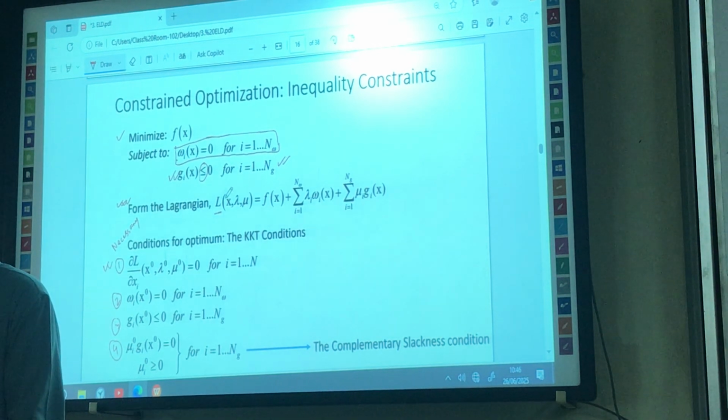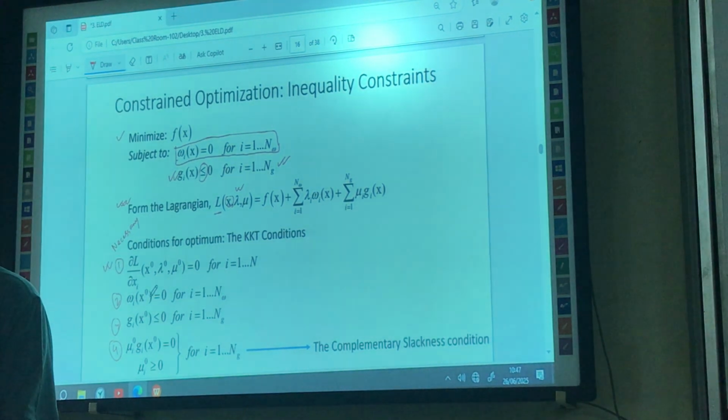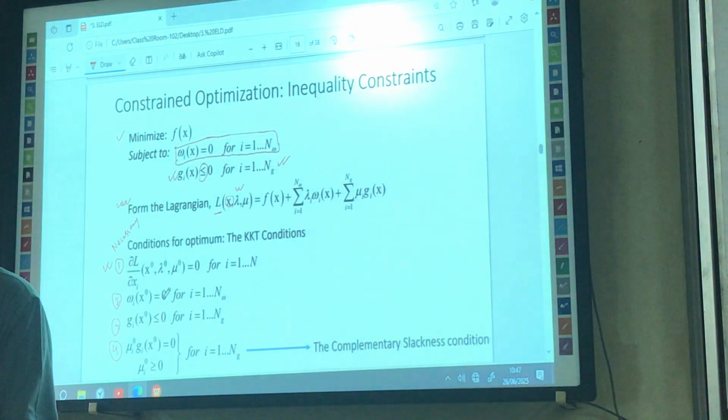says that we have to do the partial derivative of this Lagrangian with respect to the first variable, that is x. If we do it, then we have to equate that with 0. That will be the first necessary condition. The second will be the partial derivative of L with respect to the second variable, that is lambda. And if we do this, we will ultimately get the equality constraint itself, that is omega of x equals 0.